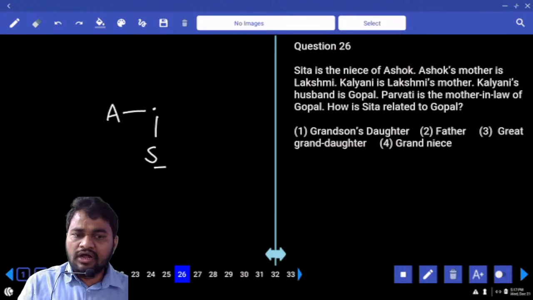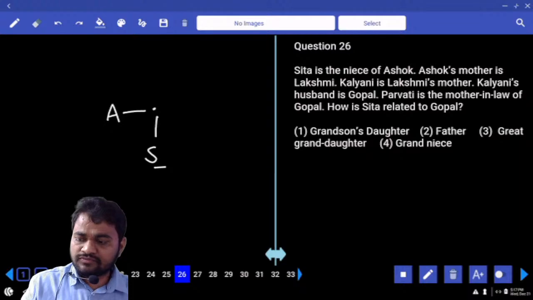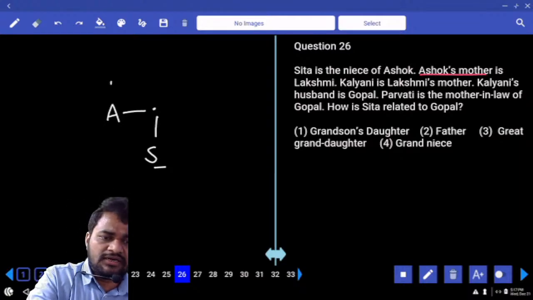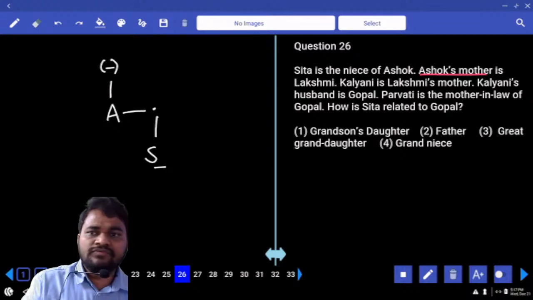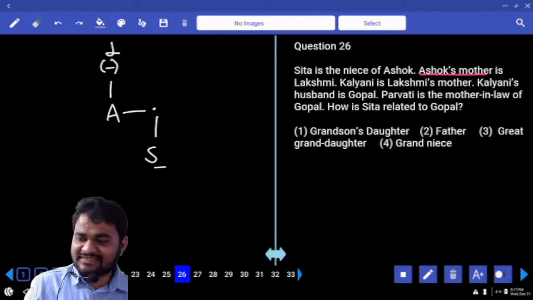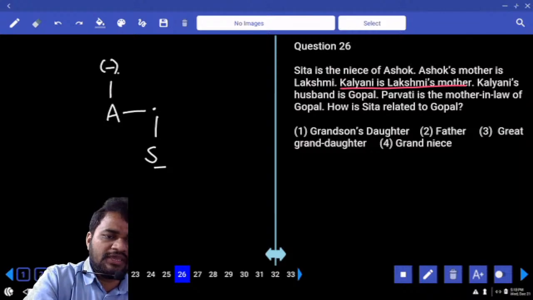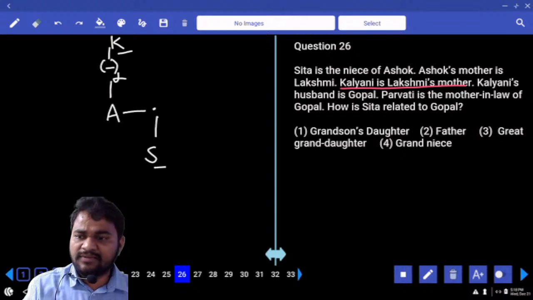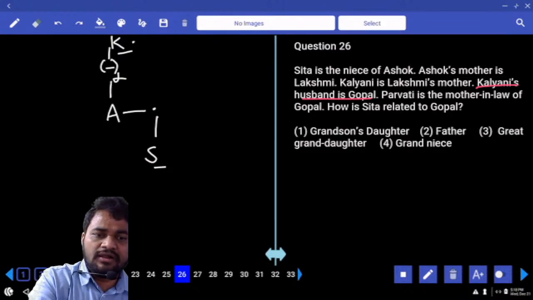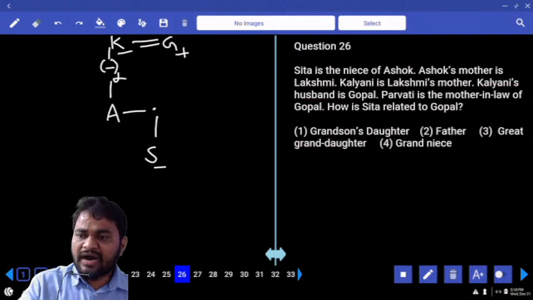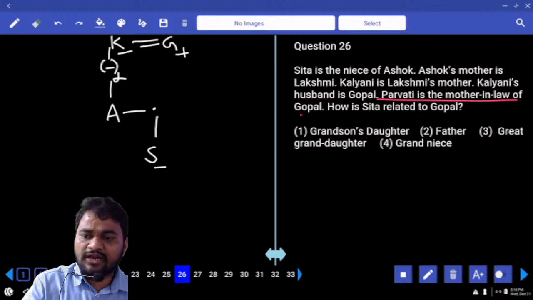Next one, Ashok's mother. Ashok's mother, that means this person. Ashok's mother is Lakshmi. Next, Kalyani is Lakshmi's mother. Lakshmi's mother is Kalyani. Next one, Kalyani's husband is Gopal. Kalyani's husband is Gopal. Parvati is mother-in-law of Gopal.